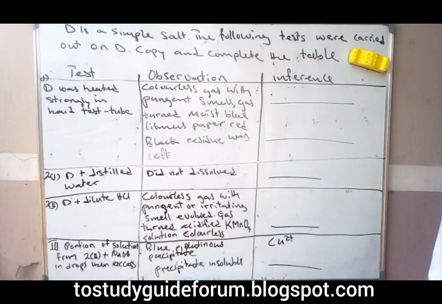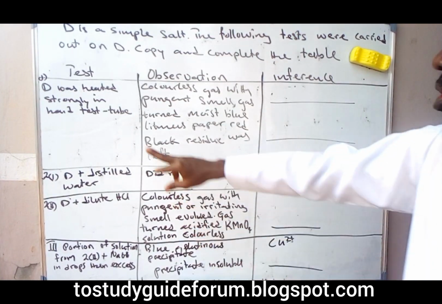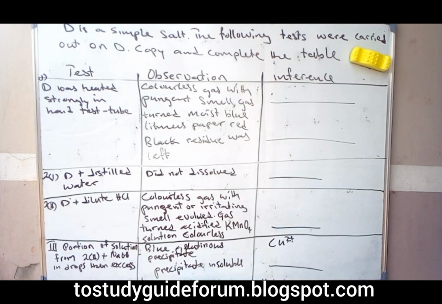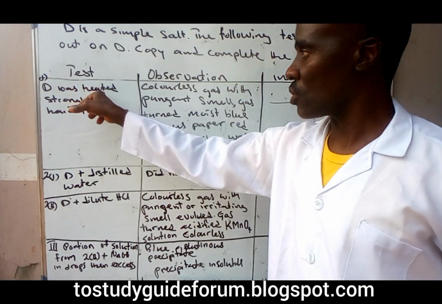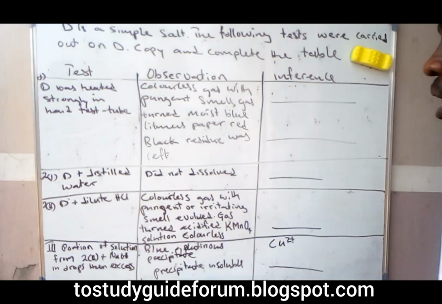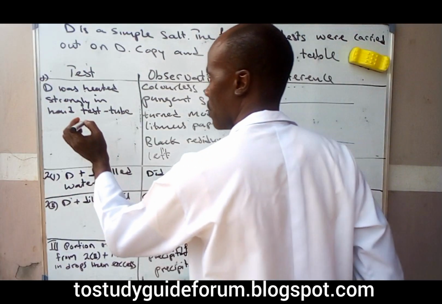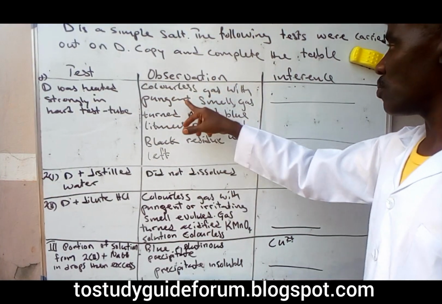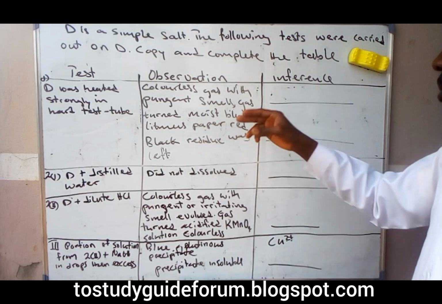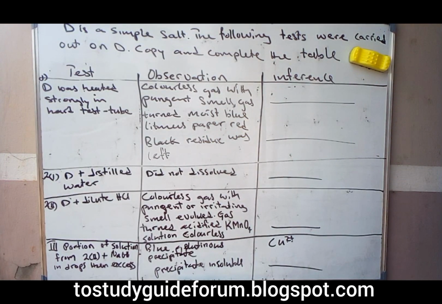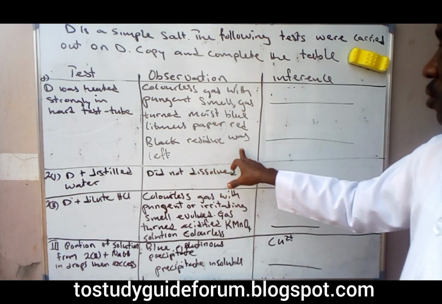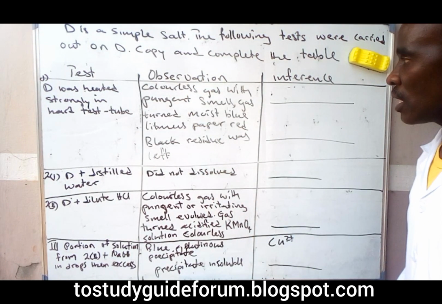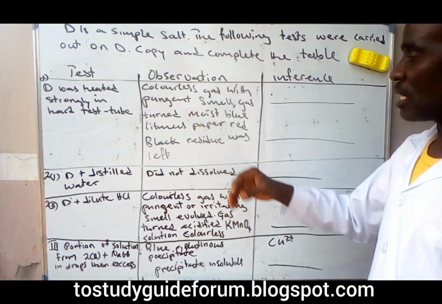This is an incomplete analysis of a sample of salt they call D, and we are asked to copy and complete it. From the first test, D was heated strongly in a hard test tube. Then we have a colorless gas with a pungent smell. The gas turns moist blue litmus paper red. A black residue was left.